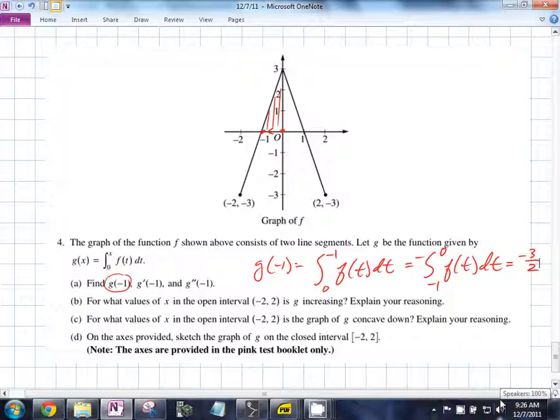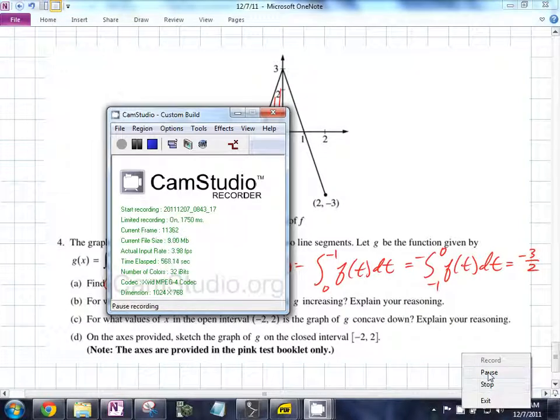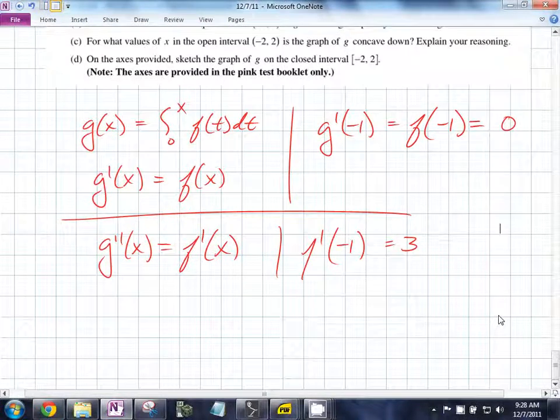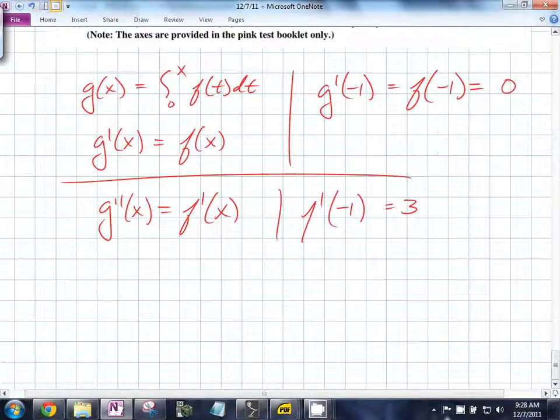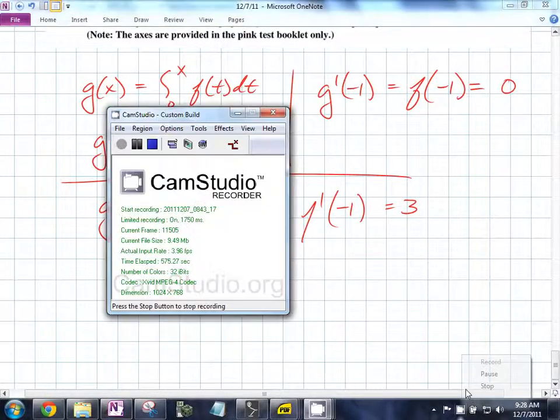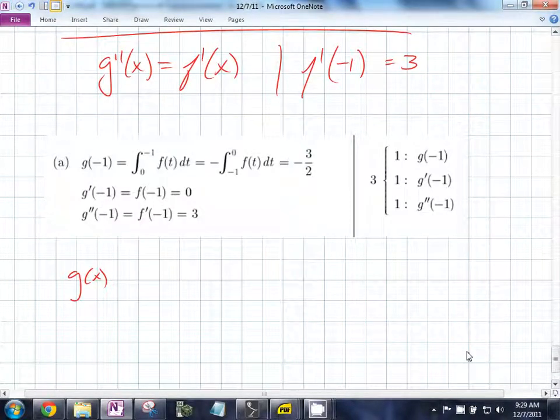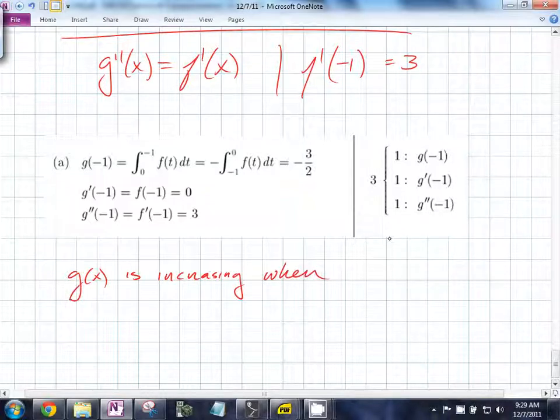So for this one, let's just take a look. G of x is increasing when what is true? A function is increasing when what is true? This is not a trick question. When the derivative of g is above the x-axis, greater than 0. Yes, a function is increasing when the derivative is greater than 0.